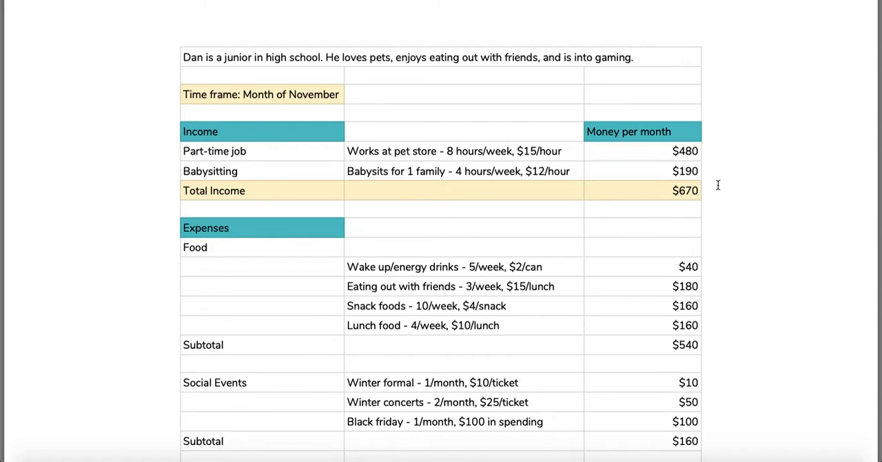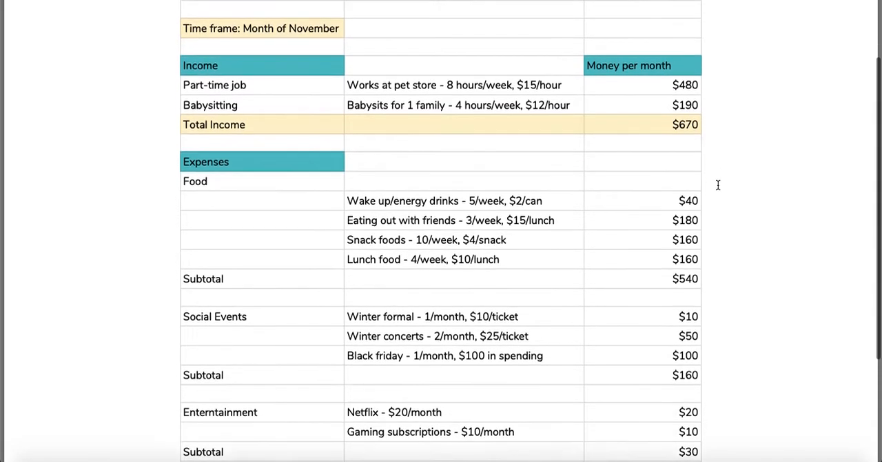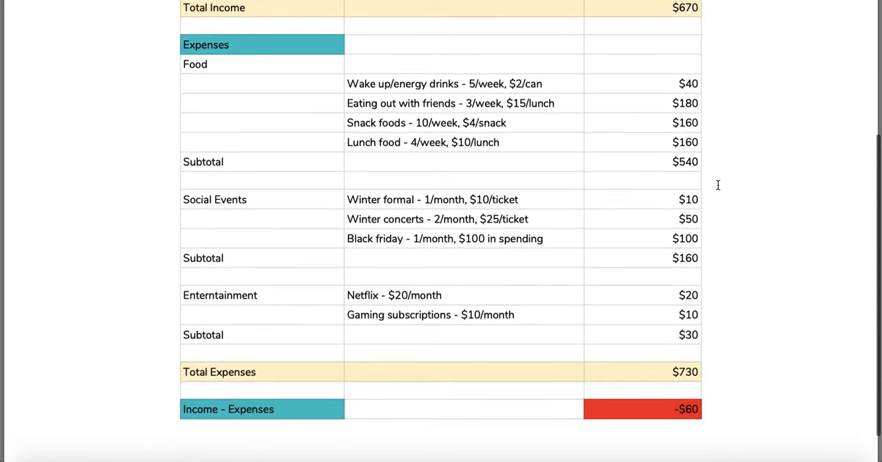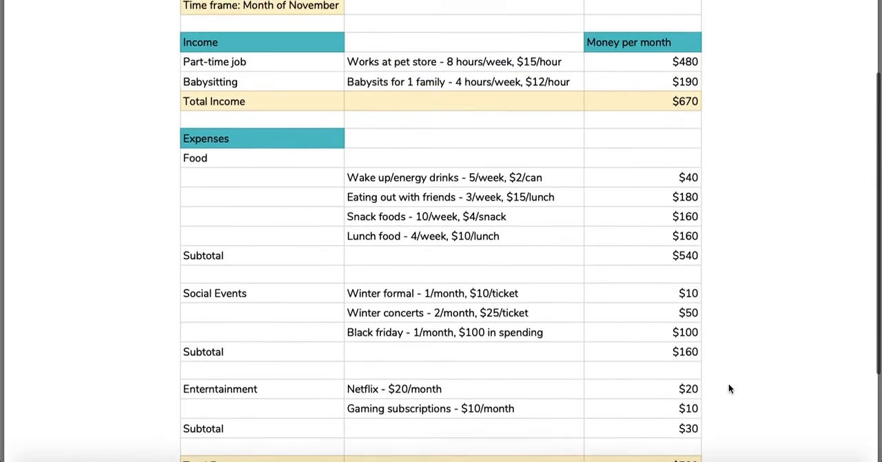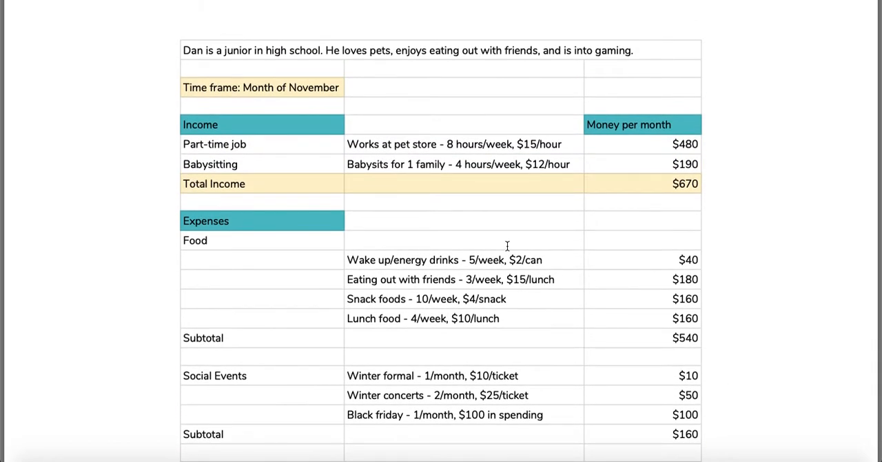A spending plan is where you list out your income and expenses in order to figure out whether you're in the red or in the green. Let's walk through what I mean by this. First, you'll want to determine your time frame.